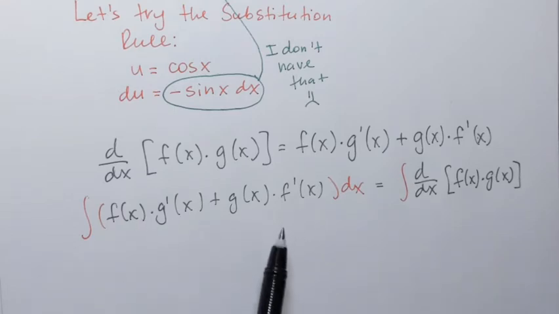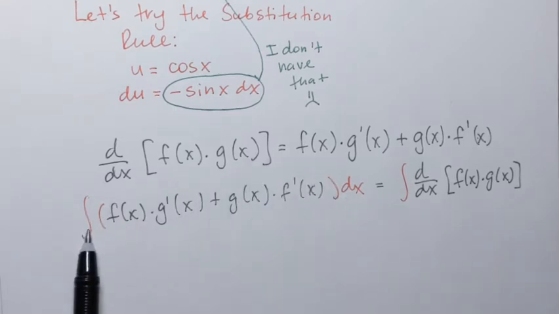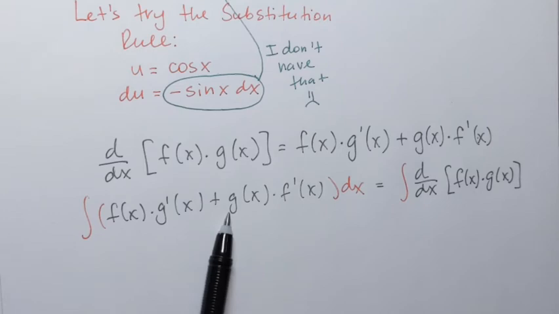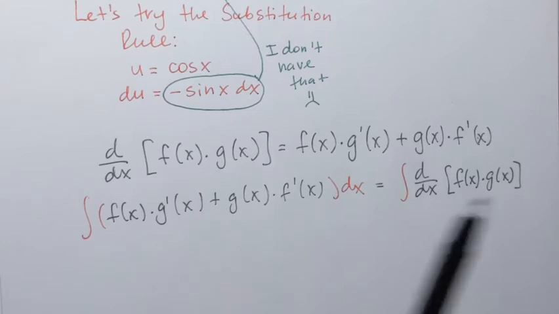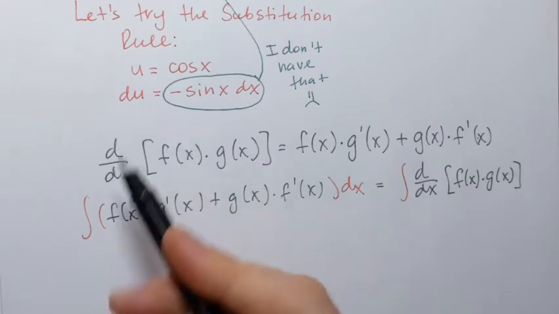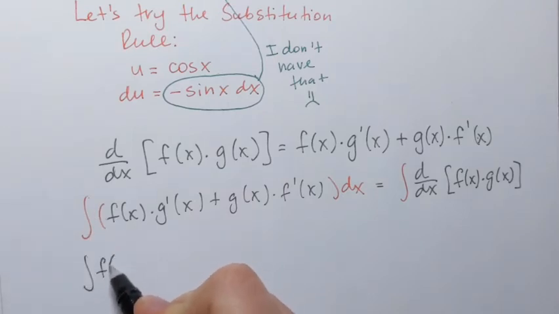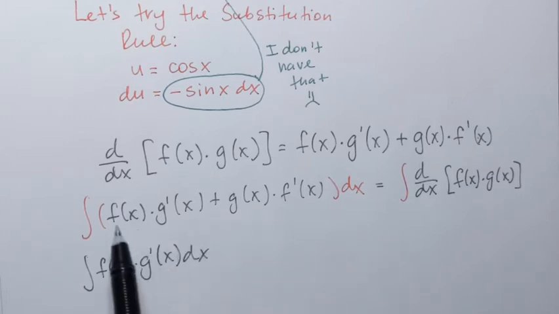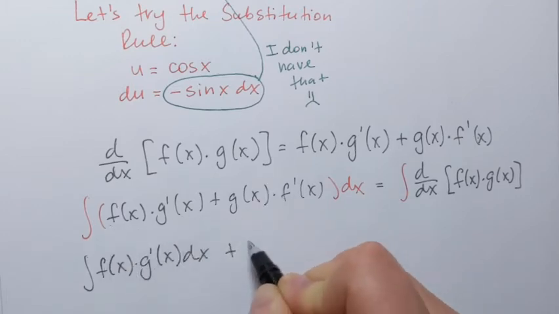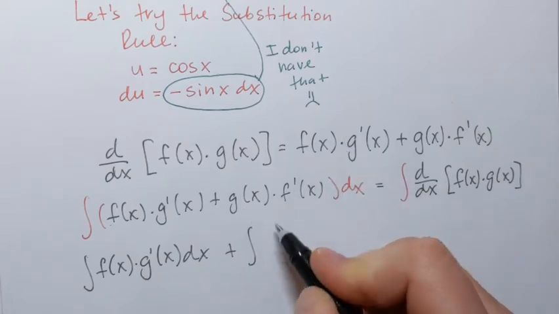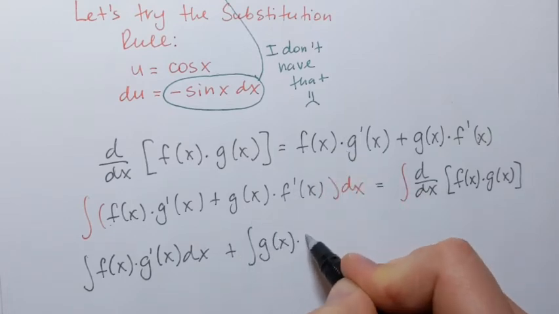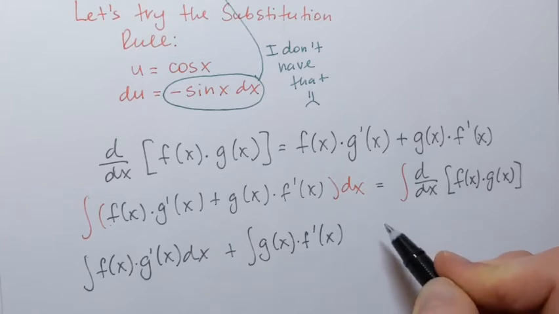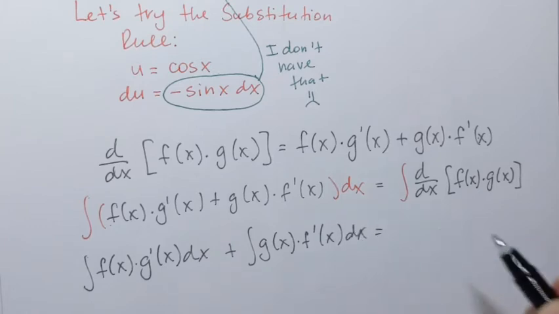Okay, and let's see how we can simplify that. Now, on the left-hand side, I have the integral of a sum. When we have the integral of a sum, that can be split up into two integrals, right? A product cannot be split up, but a sum can. So I can rewrite that as the integral of f of x times g prime of x dx, that's the first term, plus another integral, the second term, integral of g of x times f prime of x dx. That's the left-hand side.